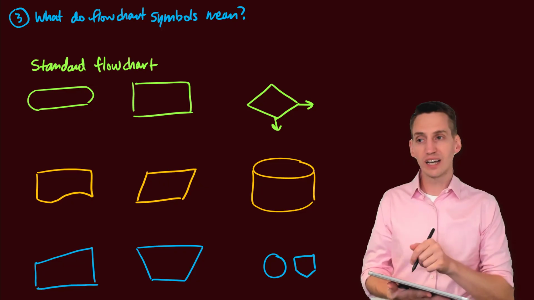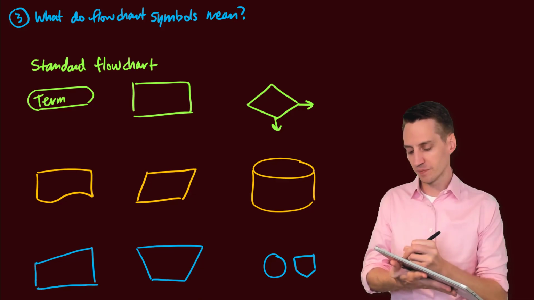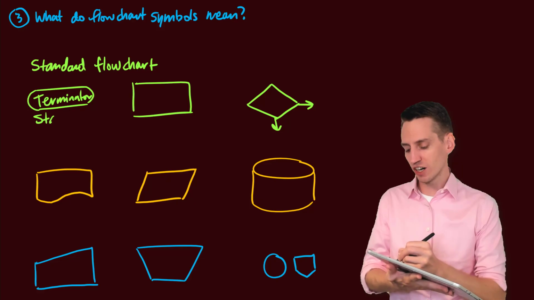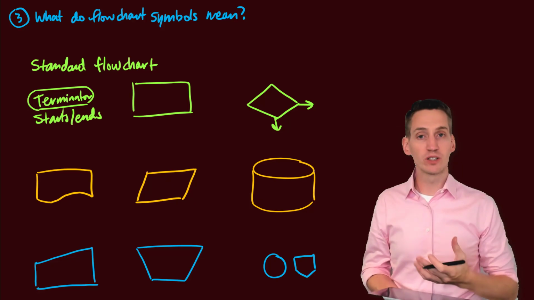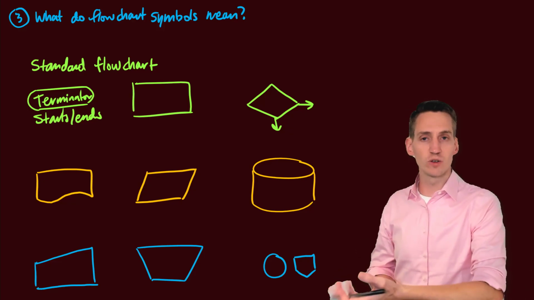The first one here kind of looks like a pill. We call this one a terminator. And a terminator means this is either where the process starts or ends. For example, a terminator might be a customer who is sending us a sales order.